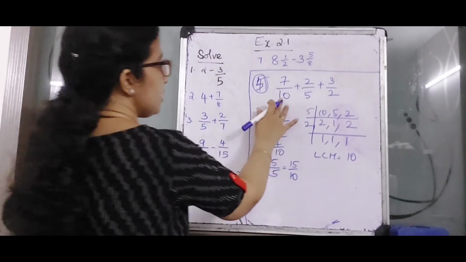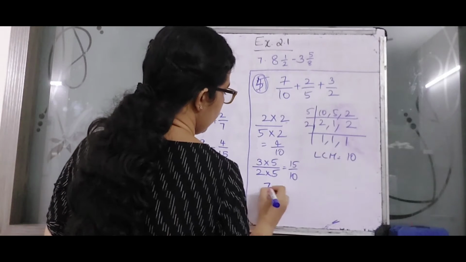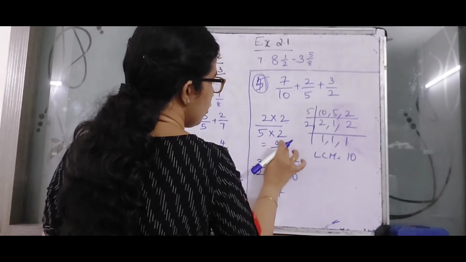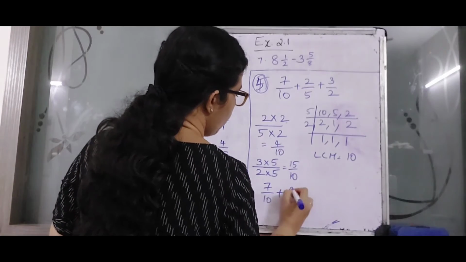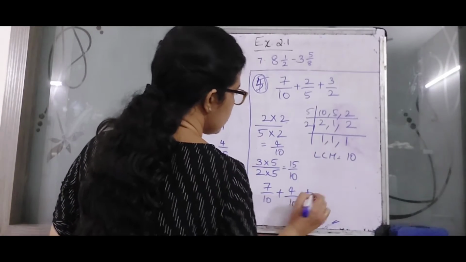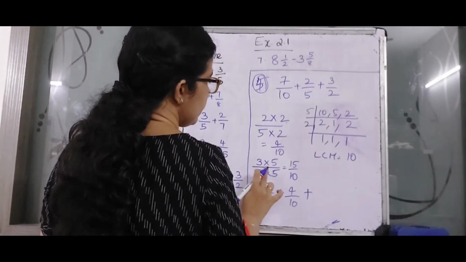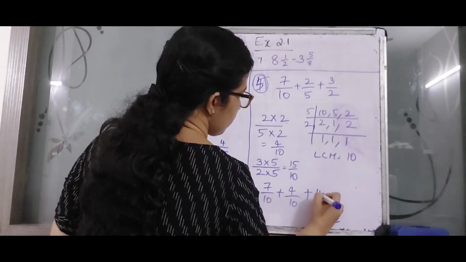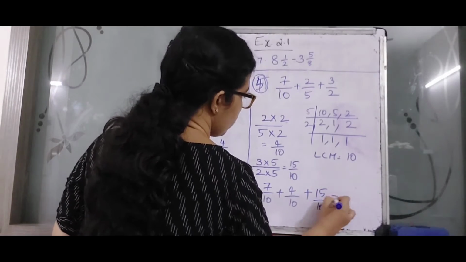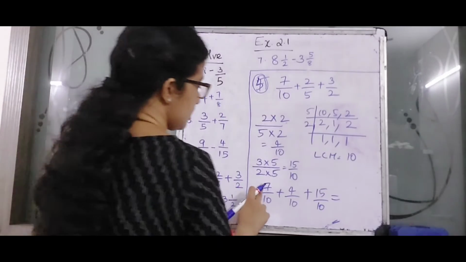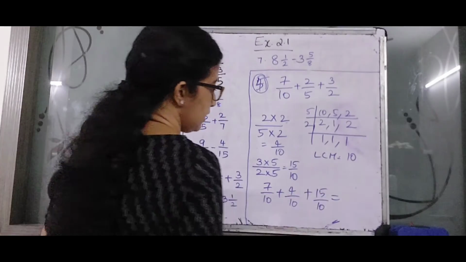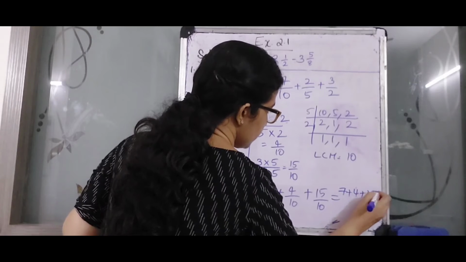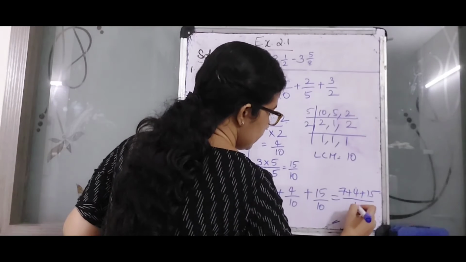Correct? So how can you rewrite this one? 7 by 10 as such plus 2 by 5, what did we get? 4 by 10, right? 4 by 10 plus 3 by 2, what did we get here? 3 by 2 can also be written as 15 by 10. So 15 by 10. Okay. So what is the answer? 7 plus 4 plus 15 by 10, right? 7 plus 4 plus 15 divided by 10.